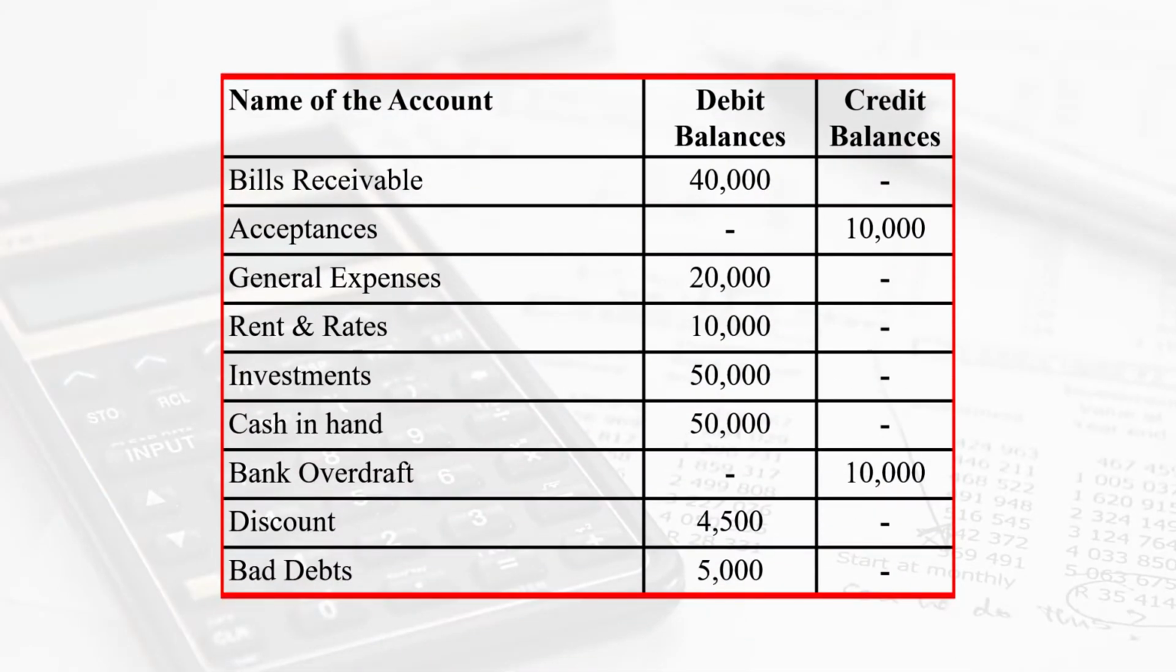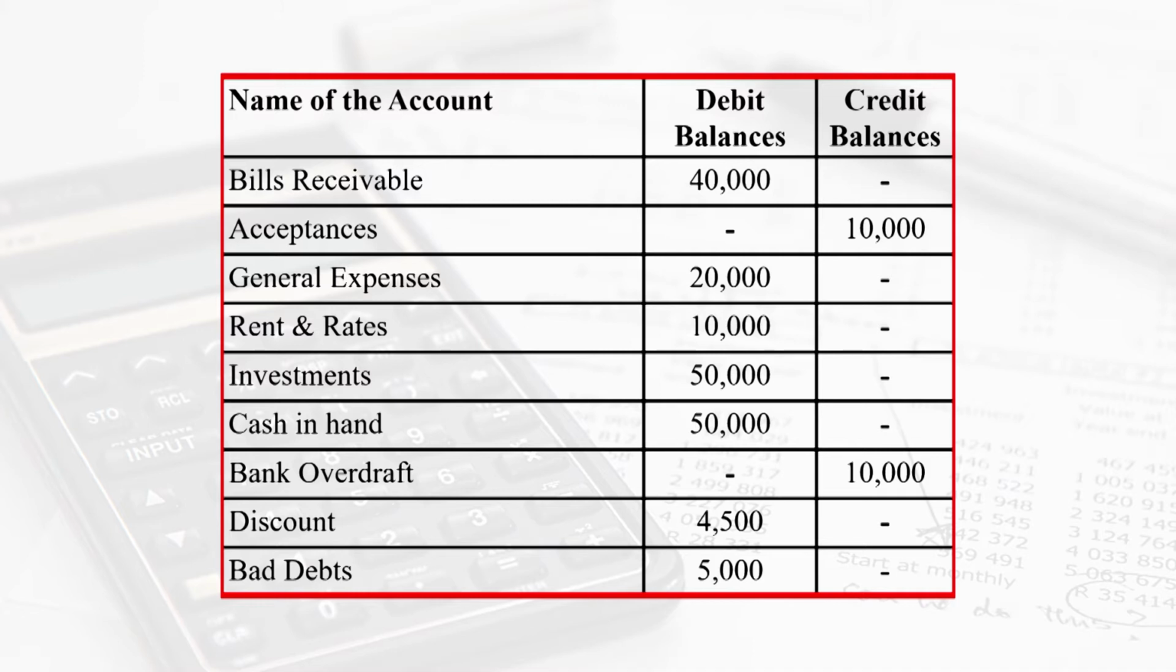Then the next one is bills receivable. These are the bills receivable, which is an asset for the business, and being the asset, it must have a debit balance, and it has a balance of rupees 40,000. Then acceptances. Acceptances are the liabilities for the business. So if all the assets have a debit balance, all the liabilities will have a credit balance. So we have acceptances of rupees 10,000 shown in the credit balances of the trial balance.